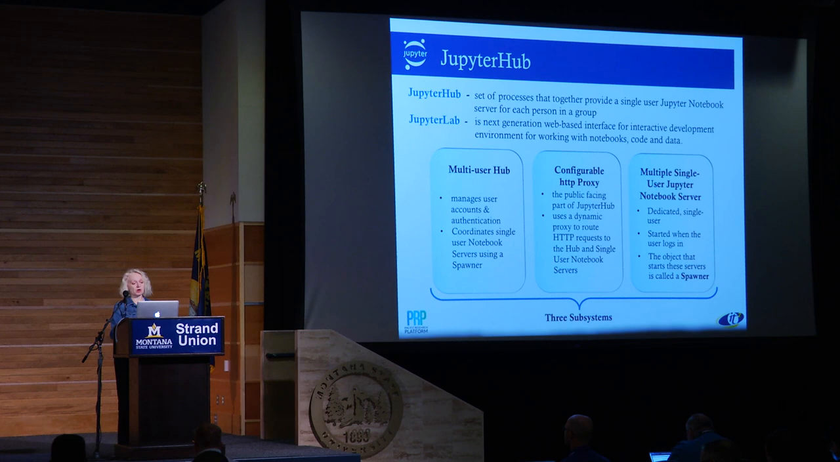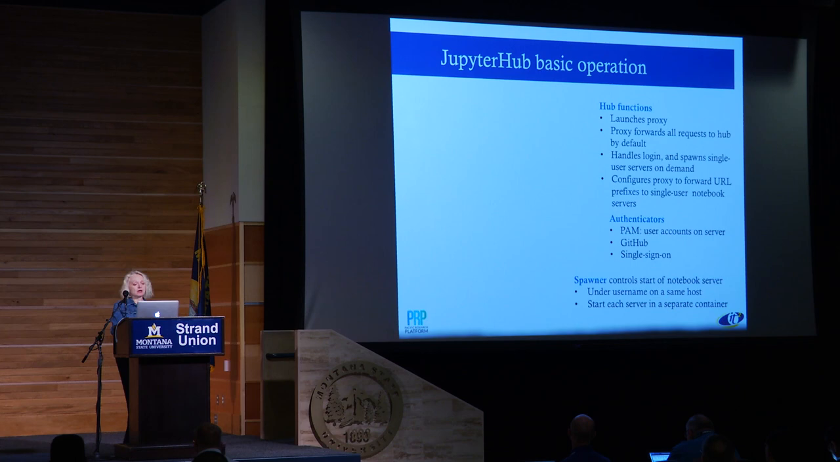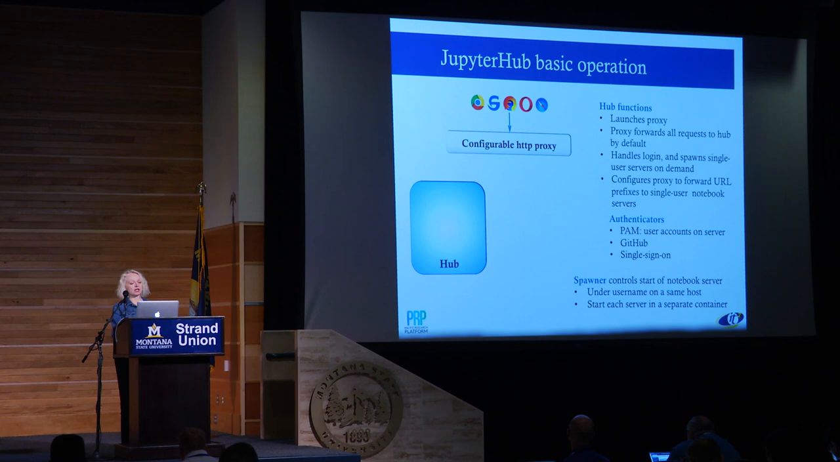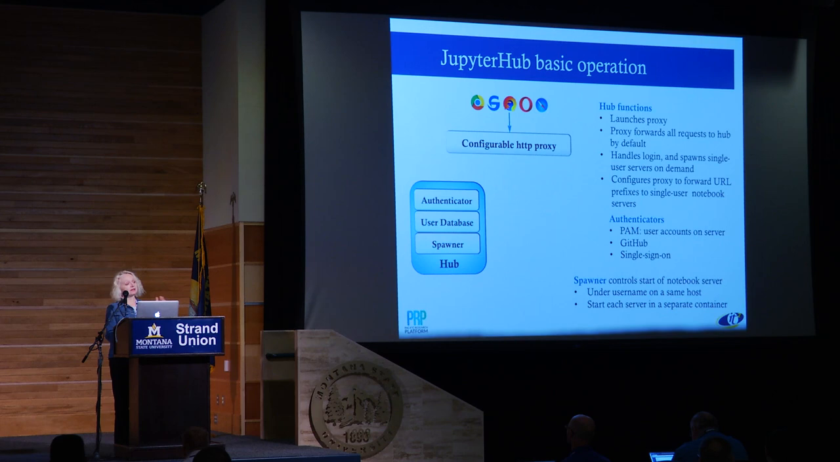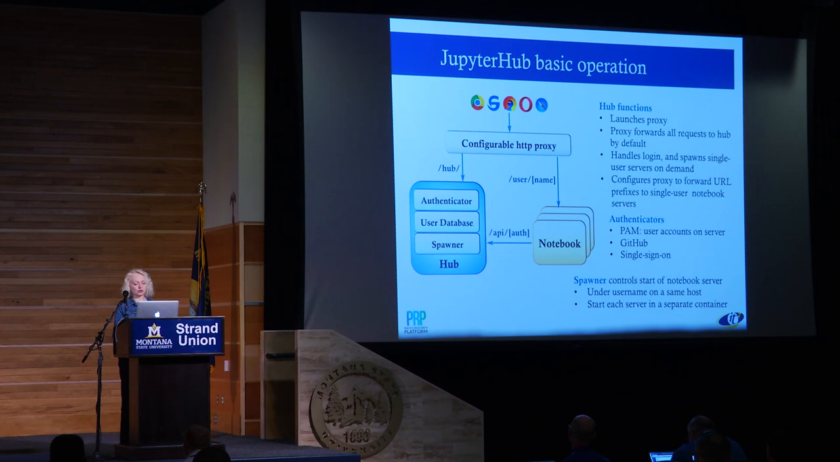So the basic operation of the hub is when the user comes in with the web browser, the hub actually launches the proxy, and then the proxy begins to forward all the HTTP requests back to the hub by default. And then the hub deals with the user authentication and adds the user to the database if the user is not already there, and then spawns a server on user request. And once the server is spawned, all the future HTTP requests now are flowing through the proxy to the hub and to the notebook server.